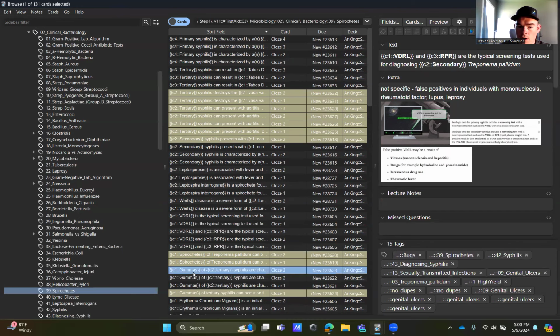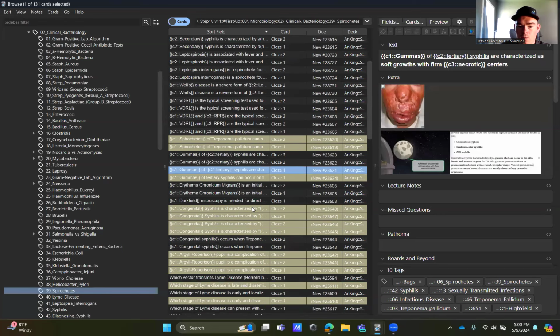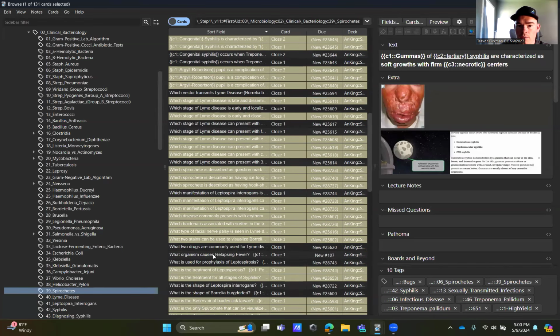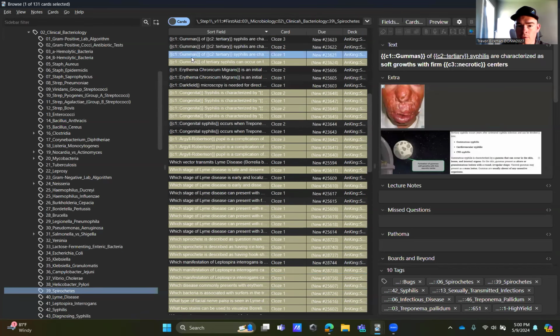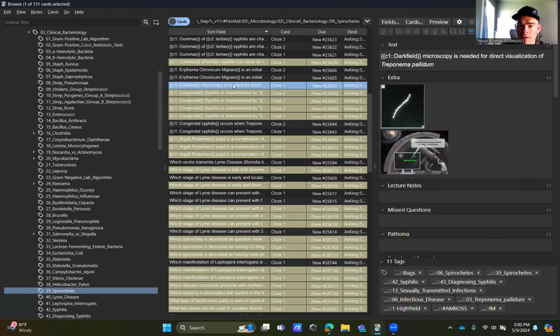You want to skip over those 2 cards and get to the gumma cards. And then once you have that, you can scroll down until that highlighted card is at the top of your column. You want to skip this one because we have plenty of cards going over gummas. Grab the next 3 here.